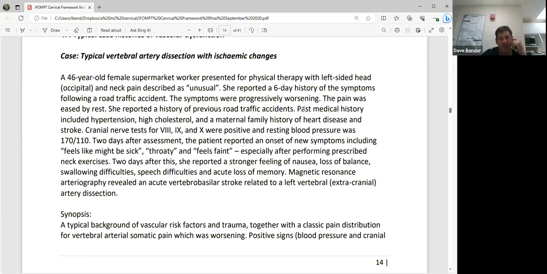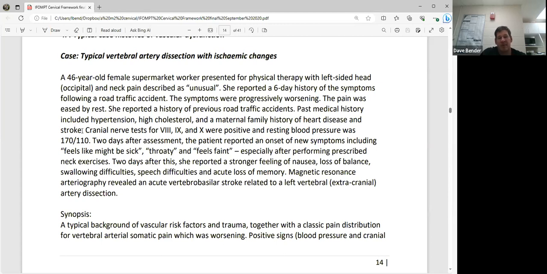The next sentence tells me what I talked about earlier: the past medical history, including hypertension, high cholesterol, and maternal family history of heart disease and stroke. Again, that raises the pretest probability. She's got a couple of boxes there that are already putting her into a risk category, from what we saw in the earlier section. Here we go, we have cranial nerve testing. Testing of 8, 10, and 9 were positive, and resting blood pressure was 170 over 120.